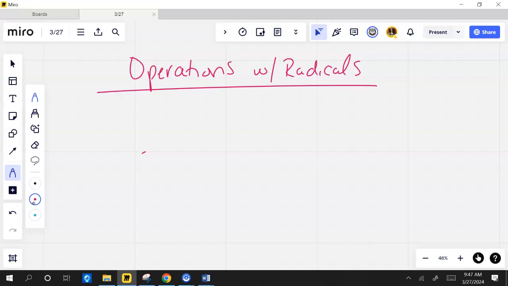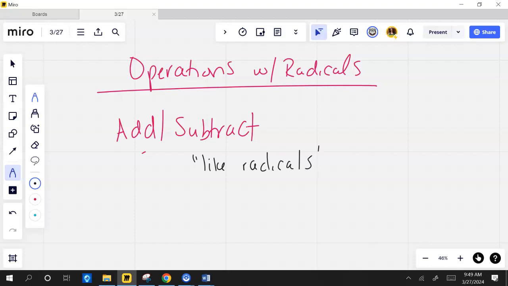All right. So operations with radicals, we're going to start with addition and subtraction. Y'all need a second to get your stuff out? Adding and subtracting radicals. Here's the thing. They have to be what we call like radicals. So you know how we add like terms or combine like terms? Same kind of thing with radicals. We combine like radicals. So what makes it a like radical? It has to have the same root.